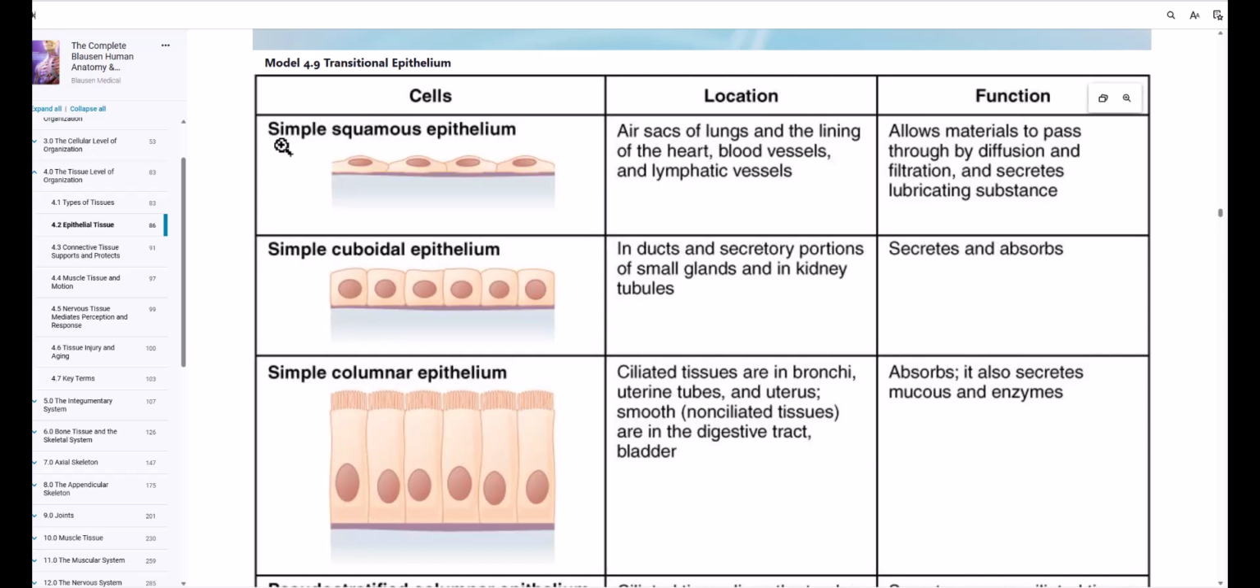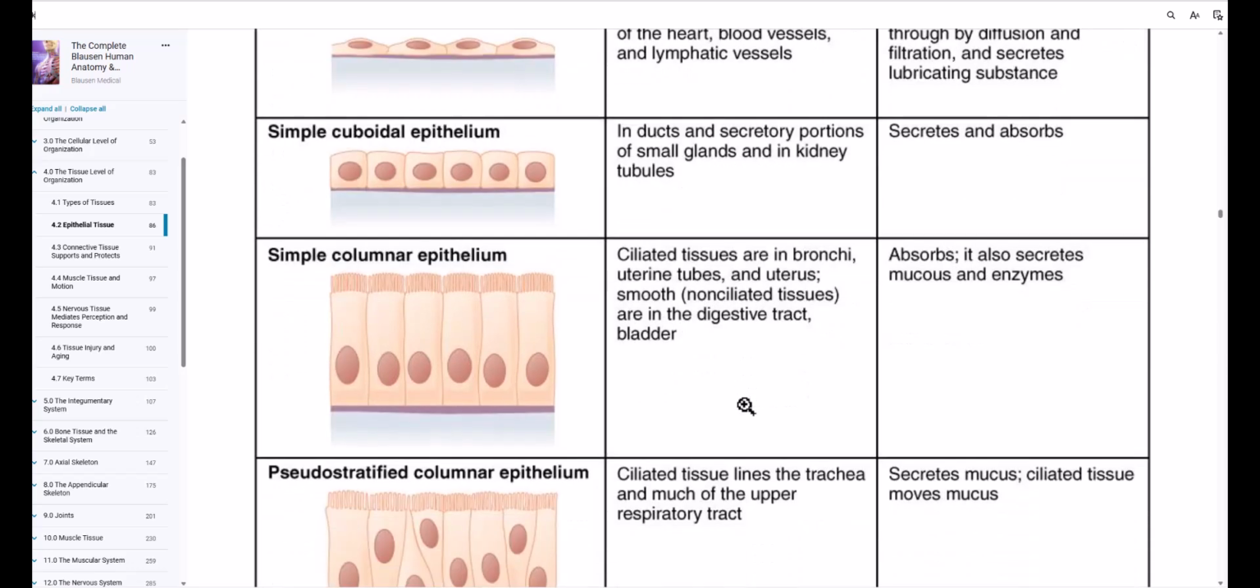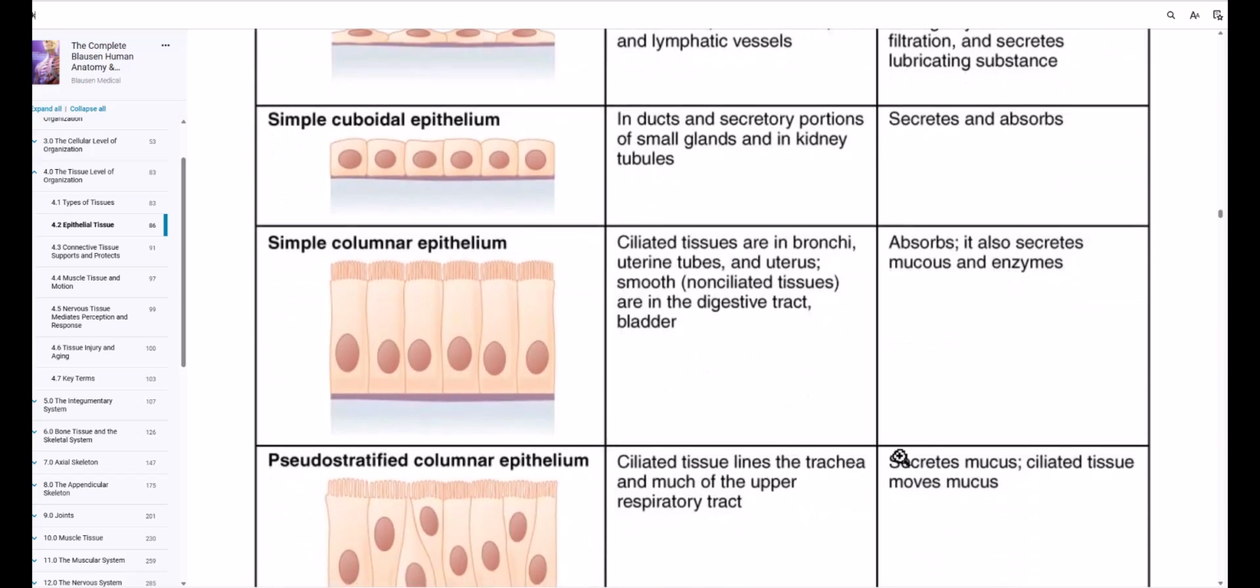That simple epithelium, I don't care if it's simple squamous, simple cuboidal, simple columnar, it's all about materials moving, absorbing, right? So very thin layers, one layer of cells. These epithelia are lining and coating, but things are able to absorb or move across this thin layer. Okay, or things are secreted.